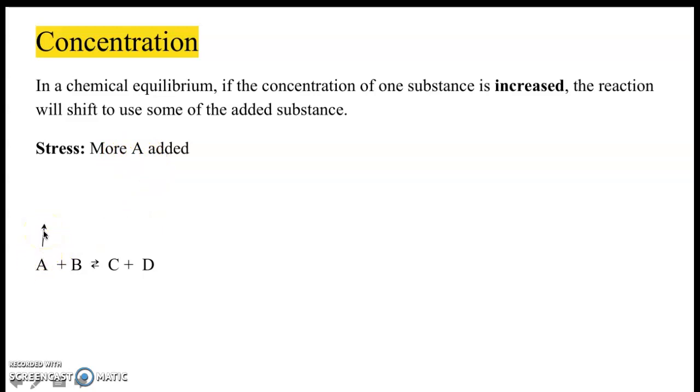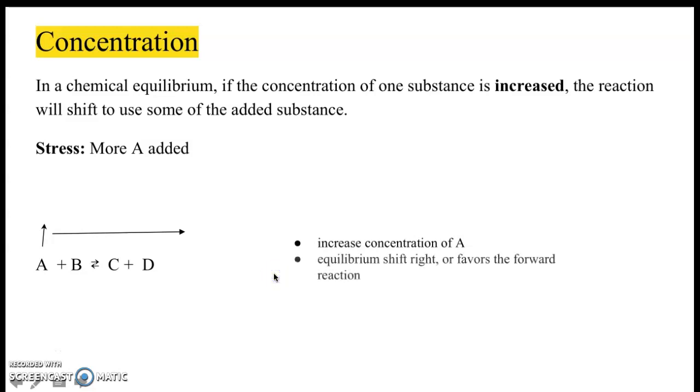Now our reaction is going to have to shift to use up what has been added in excess. So the reaction is going to have a right shift in order to make A react with B to get rid of the excess of A. So we increase the concentration of A. Our equilibrium is shifting right, or favors the forward reaction. The equilibrium is shifting to get rid of the excess of A.